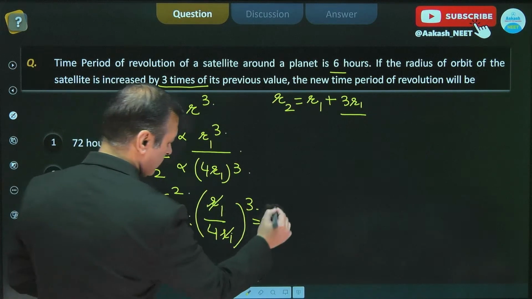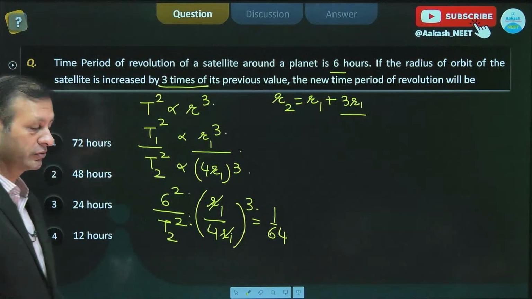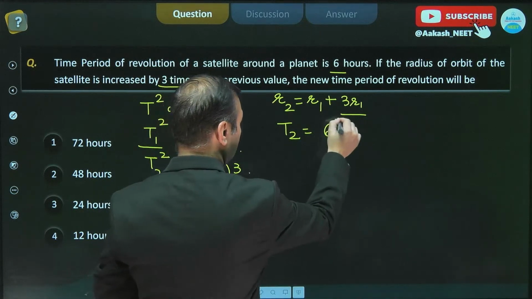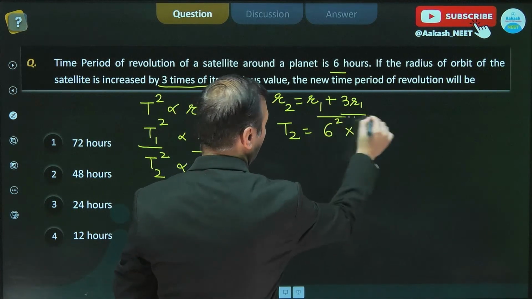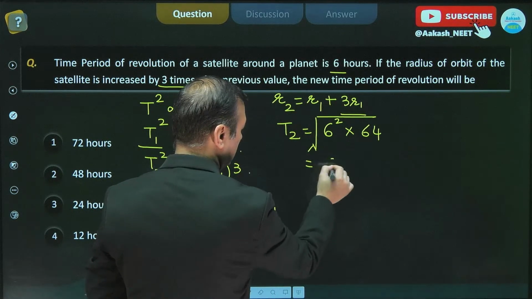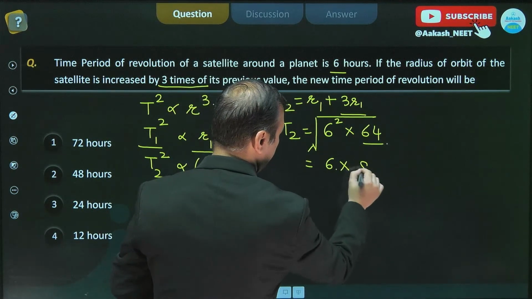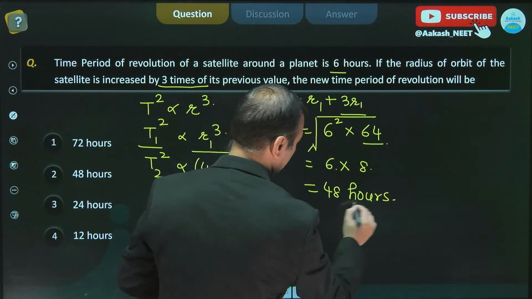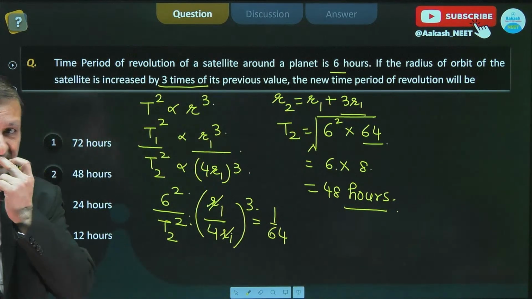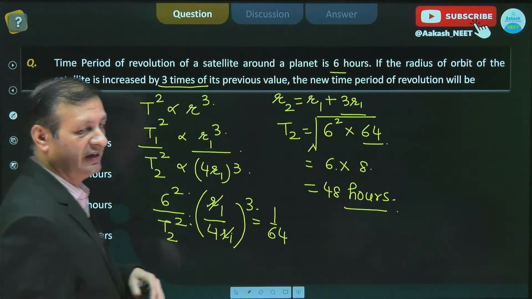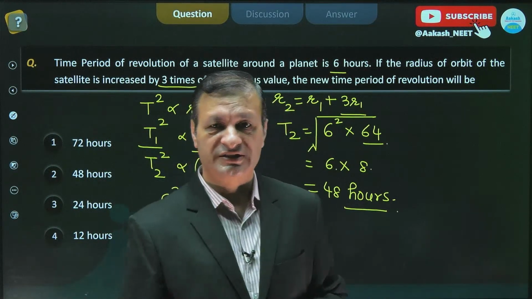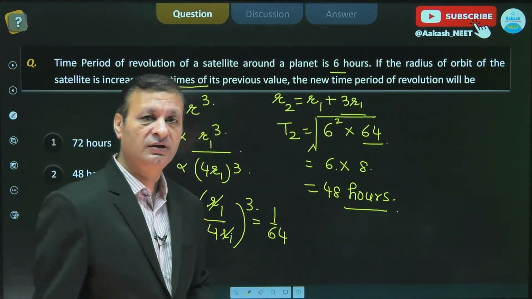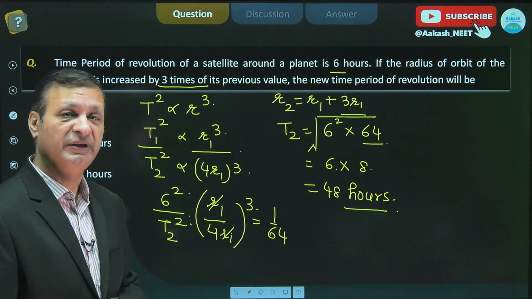So it gives you 64, and when you solve the value of T2, that would be 6 square into 64, the whole under the root. 6 square will give you 6, 64 will give you 8, and that gives you 48 hours as the new time period of revolution. So this is a very simple numerical based on Kepler's law of planetary motion, and this is the law of periods.